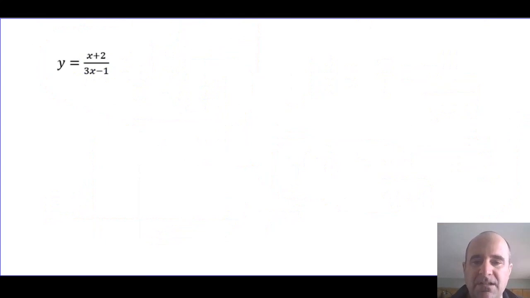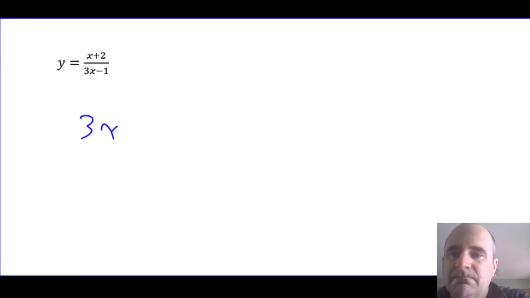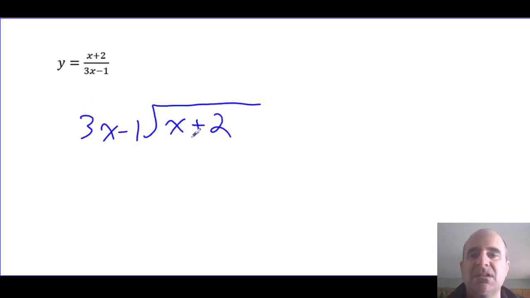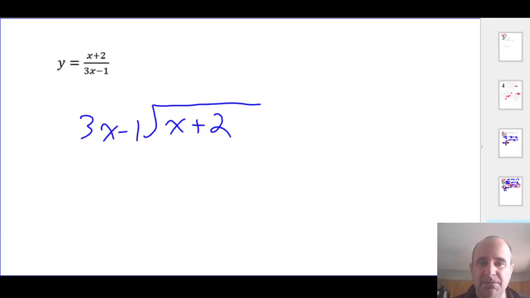Okay, so for our last example, we're looking at y equals x plus 2 divided by 3x minus 1. So we'll start with that division again. How many times does 3x minus 1 go into x plus 2? Now my guess is you can probably tell right away this one's going to work out a little bit different.